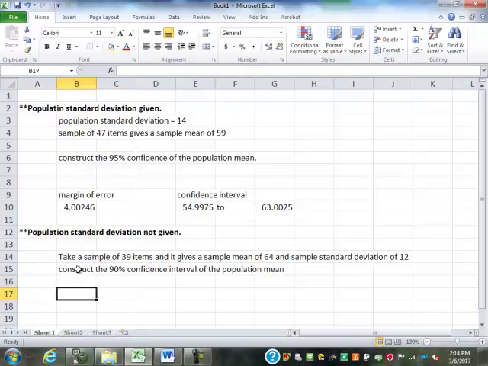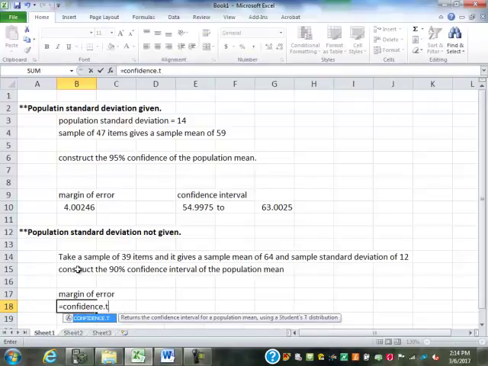Okay, so now to find our margin of error, we're going to type equals CONFIDENCE.T, and we're going to open up. So now we need alpha. This is a 90%, so alpha is 0.1. 1 minus 0.9 would be 0.1 or 10%.